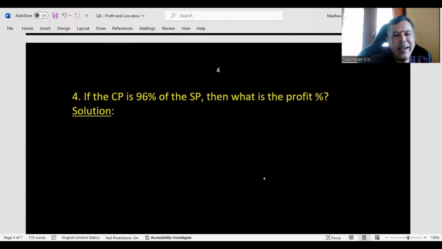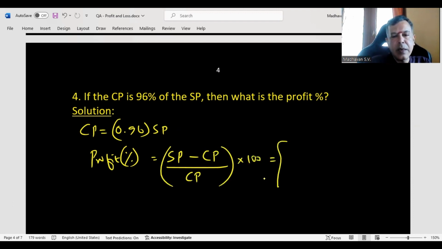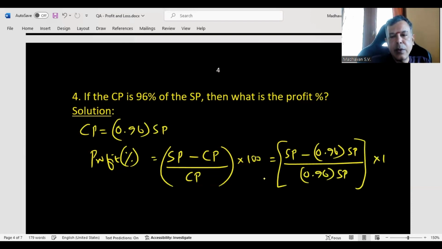If the cost price is 96% of the selling price, then what is the profit percentage they give? So we can calculate profit in percentage as selling price minus cost price divided by cost price multiplied by 100. So here we don't know selling price, but we know cost price in terms of selling price, which is 0.96 times selling price divided by 0.96 times selling price into 100.